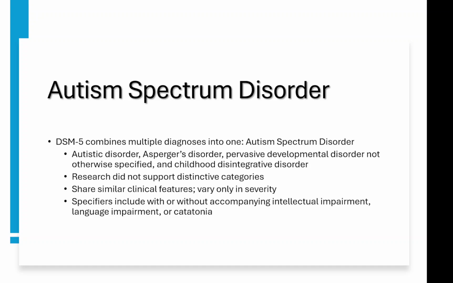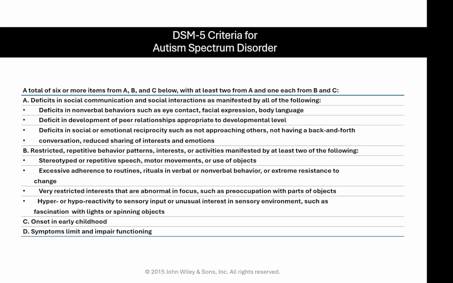Research no longer supports the idea of distinct categories as there are common deficits across all individuals with ASD. However, the level of functioning does vary, which is why the disorder is now classified along a continuum rather than a separate diagnosis. Specifiers may include conditions such as with or without intellectual impairment, language impairment, or catatonia.